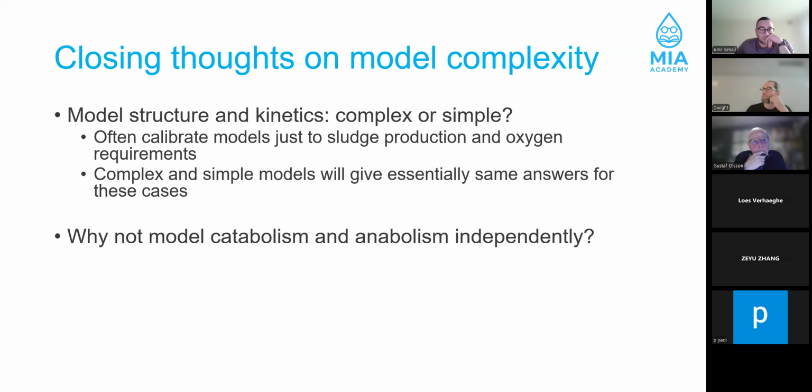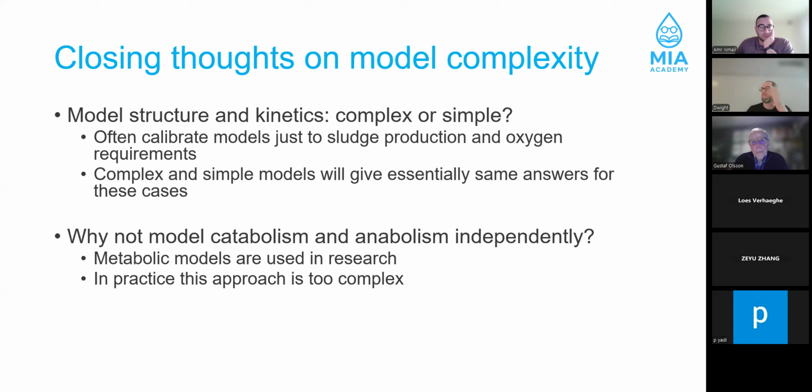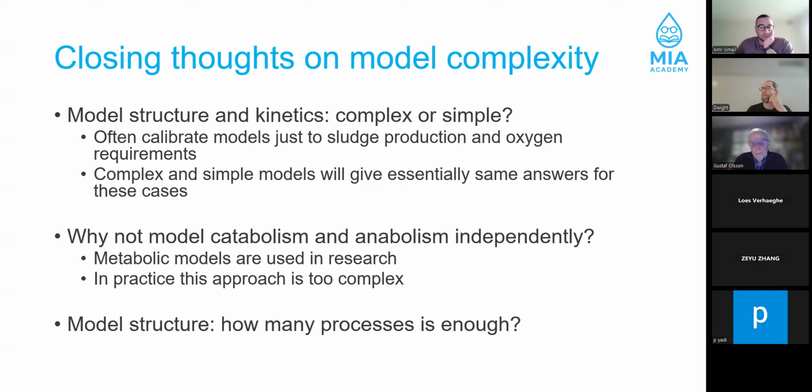And coming back to the original slides on modeling catabolism and anabolism independently, I think that's a really fun thing to do, and that's something that you do in research. But for our practical applications, that simply introduces too many additional processes and state variables to be taken into account. So this approach would be too complex in practice. So how many processes is enough? I think that's an open question for discussion.